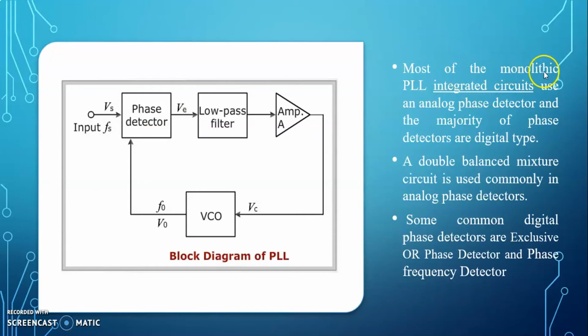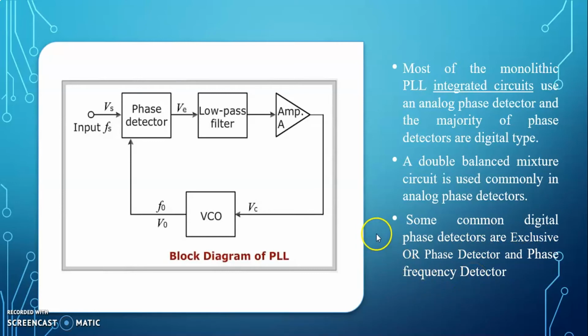Most of the monolithic phase lock loop integrated circuits use an analog phase detector, and the majority of phase detectors are digital type. A double balanced mixer circuit is commonly used in analog phase detectors. Some common digital phase detectors are the exclusive OR phase detector and the phase frequency detector.